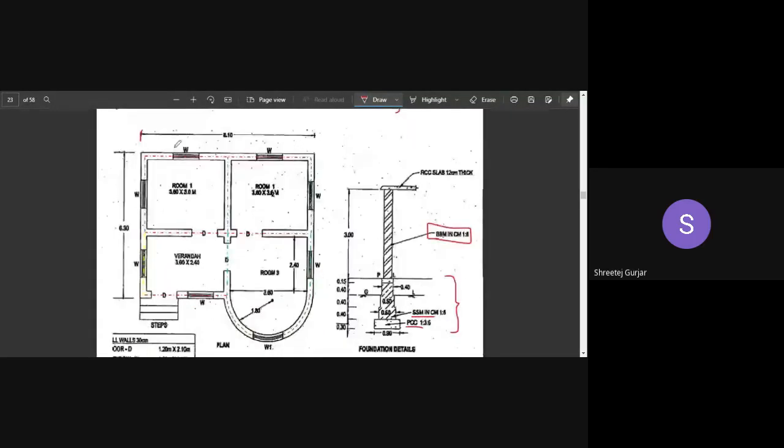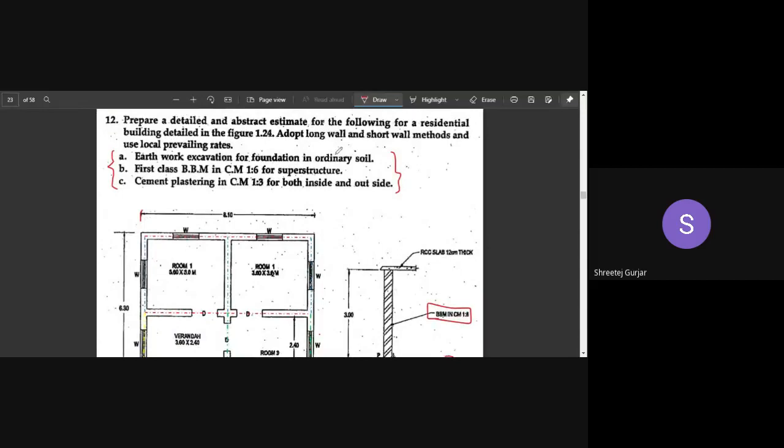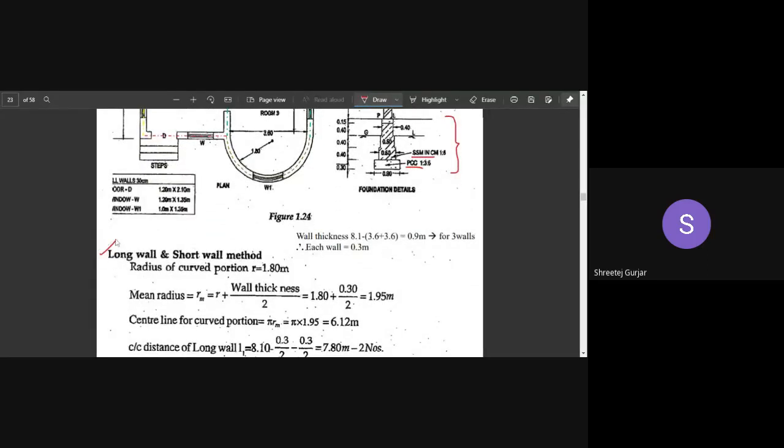So this is the center line which you can observe I have drawn for this plan. They do not provide your center line, so this is for your reference which I have drawn. First thing which you have to calculate is the center to center distance of your various long walls and short walls. So we are solving using the long wall and short wall method. They have mentioned in the numerical that you have to adopt the long wall and short wall method, so that is what we will be doing.